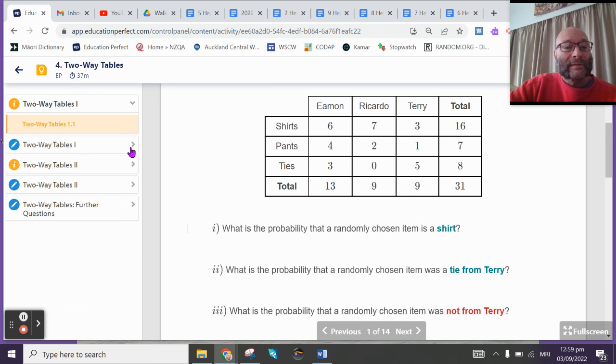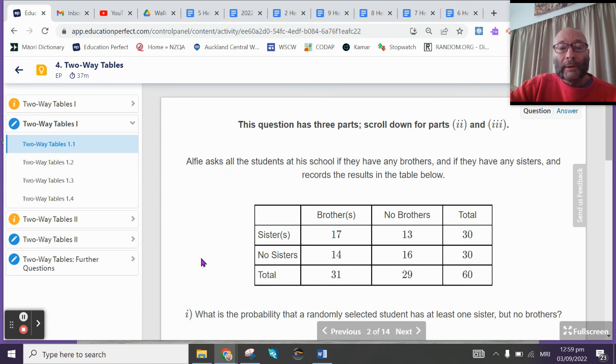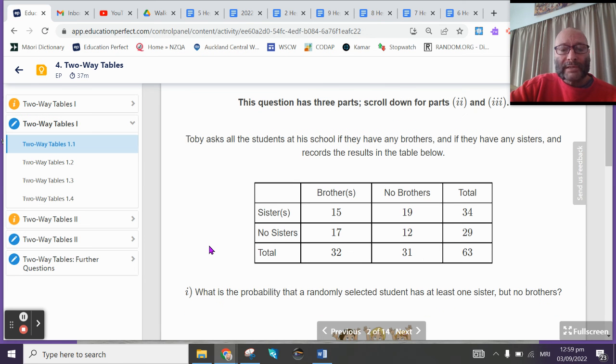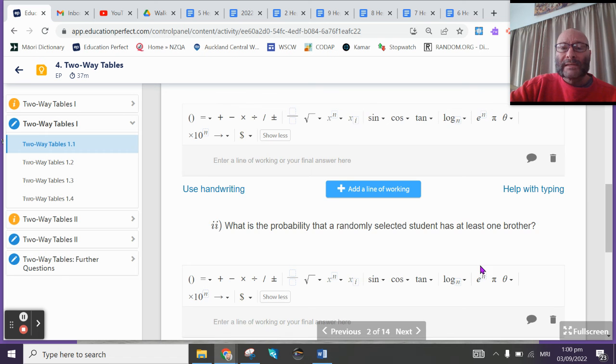Okay, let's see if we have time to try one more. We've got some parts in here. What's the probability that a randomly selected student has at least one sister but no brothers? So when we see randomly selected item or randomly selected student with no other conditions, that means it's going to be out of 63. So randomly selected student has at least one sister but no brothers. So these have sisters but no brothers. That's going to be 19 over 63.